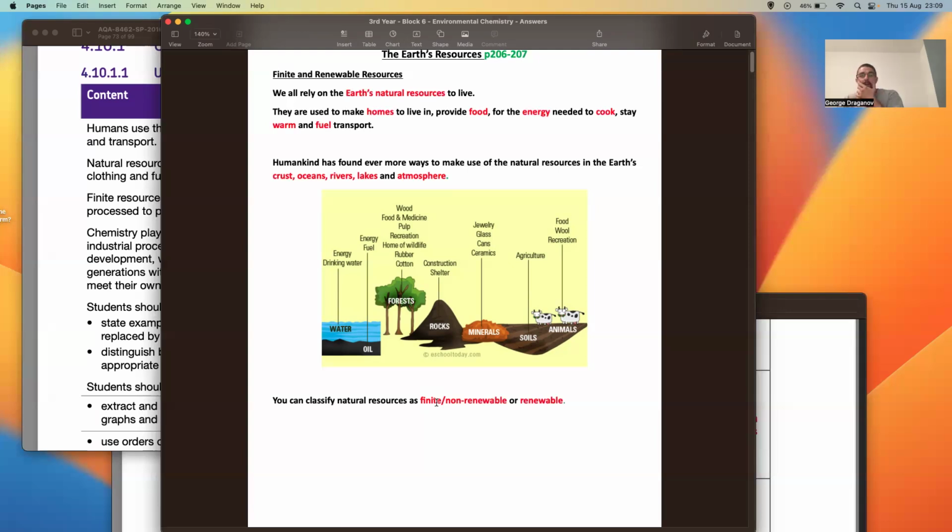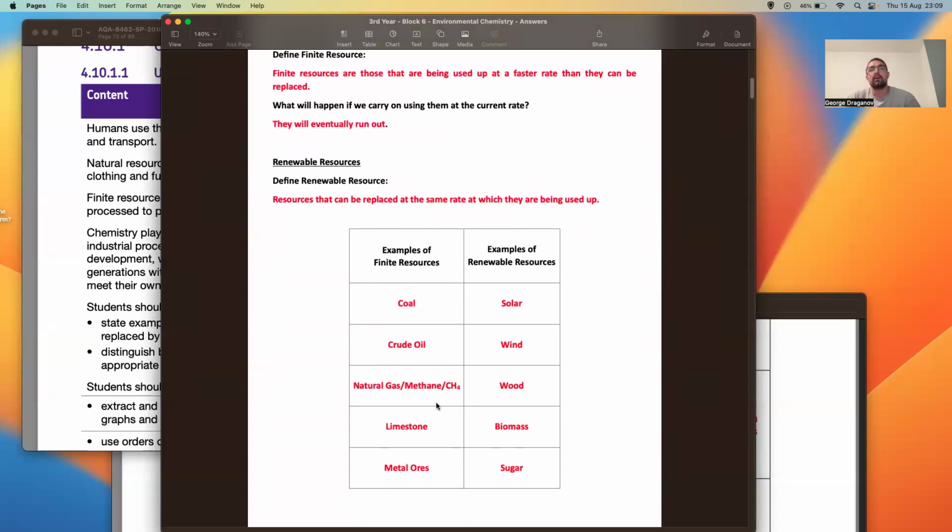Whereas on the other hand, paper comes from trees, which is renewable, because you can plant a tree, and within a reasonable time scale, that tree will grow and can be used again for future generations. So here you will see a table of examples of renewable resources and examples of finite. So finite is non-renewable. Here you have coal, crude oil, methane, limestone, and metal ores from the ground. And here we have solar from the sun, wind, wood, biomass, and sugar.